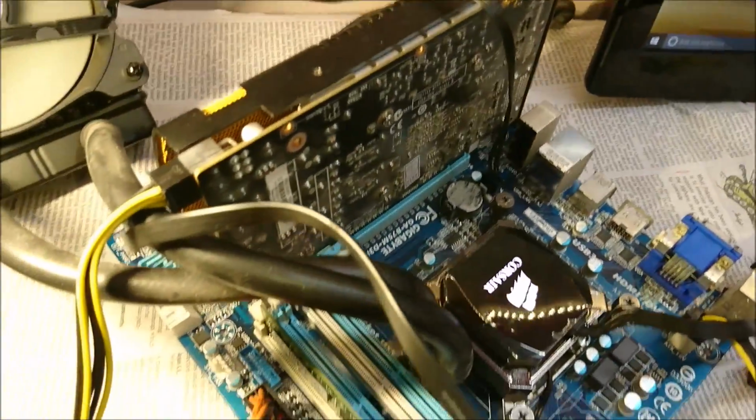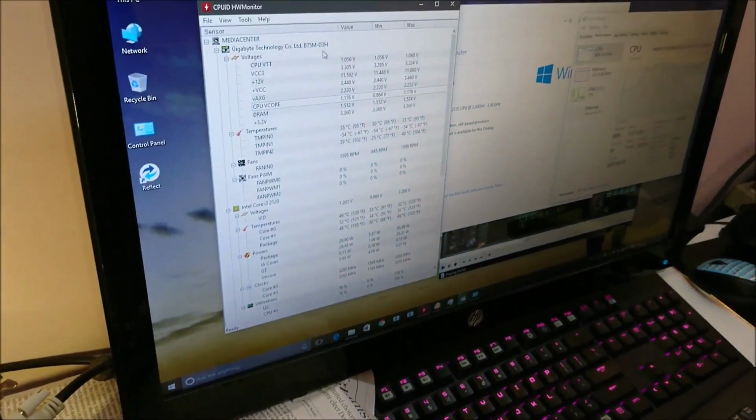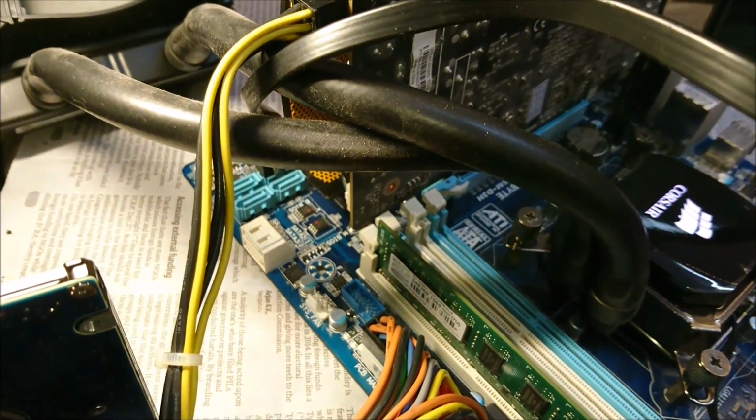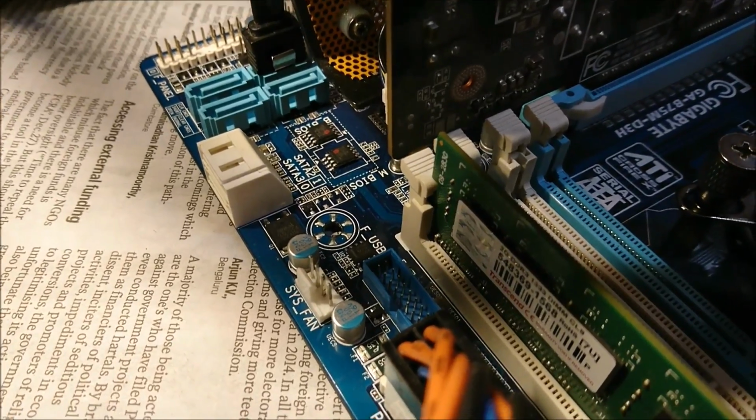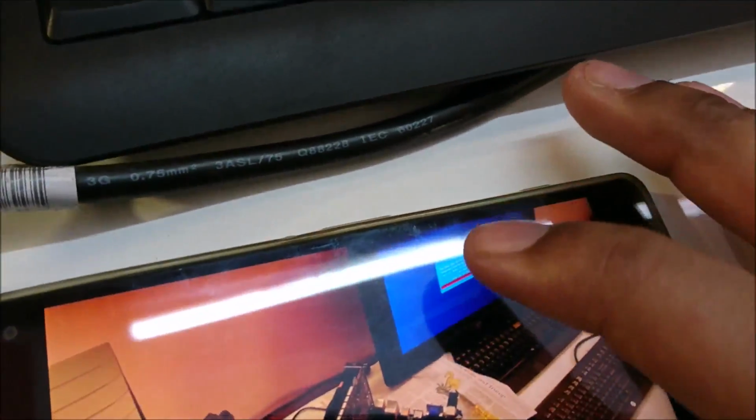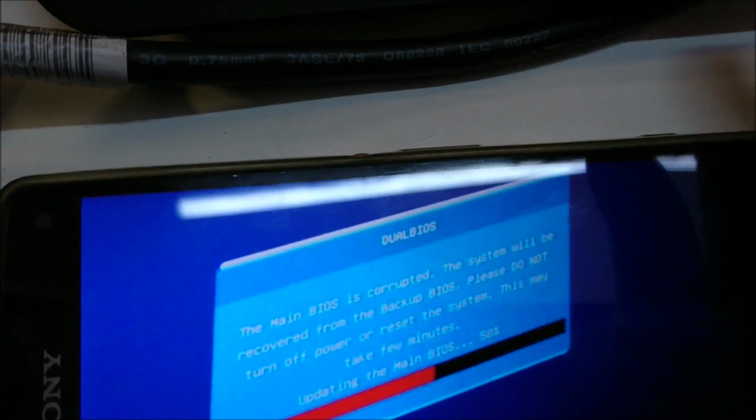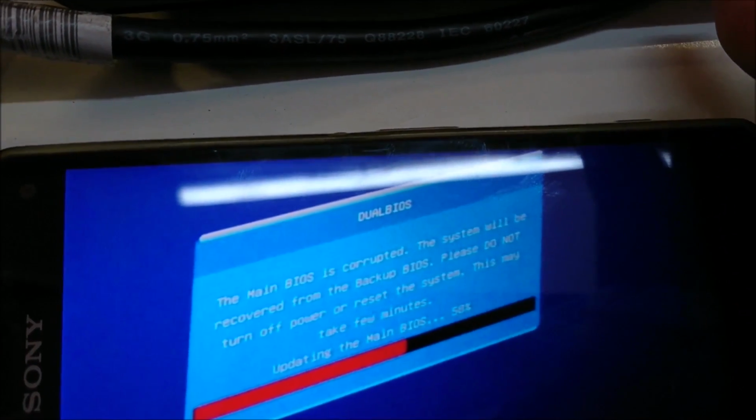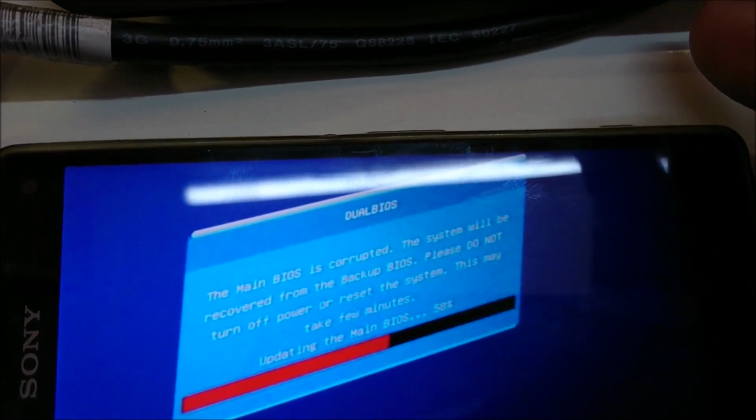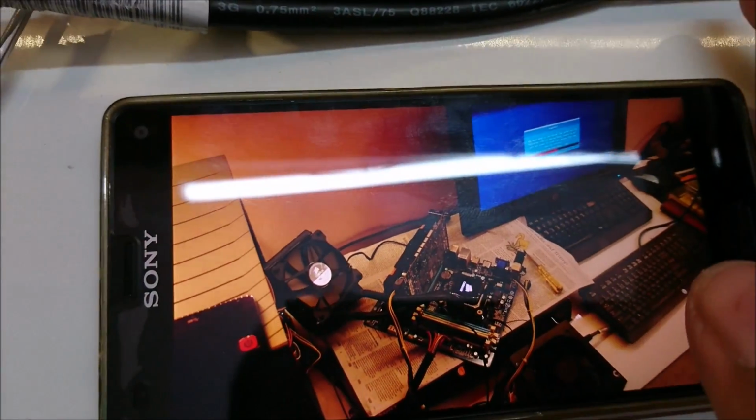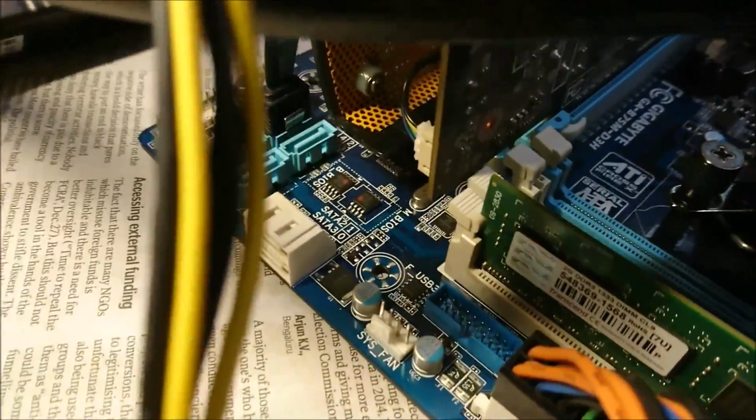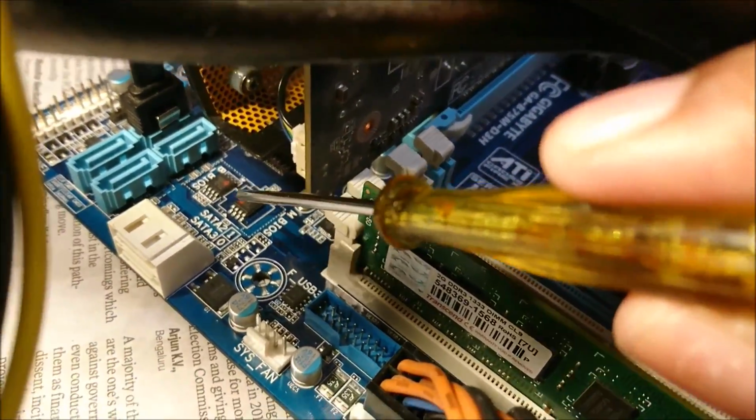Then when I started the motherboard again, it showed a message that your PC is recovering from BIOS number 2 because the data on BIOS number 1 is corrupt. Let me just show you a picture of what was coming on the screen. I did take a photo from my camera. So this is the message that we got: the main BIOS is corrupt, the system will be recovered from the backup BIOS. Please do not power off or reset the system, this may take a few minutes. This happened after I shorted out the pins of BIOS number 1.